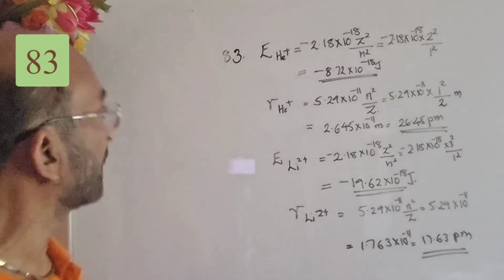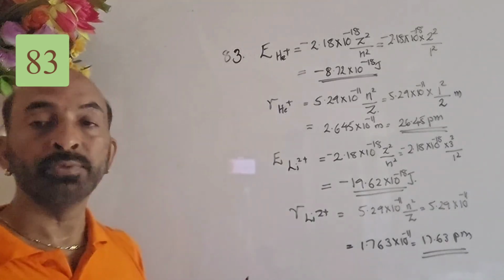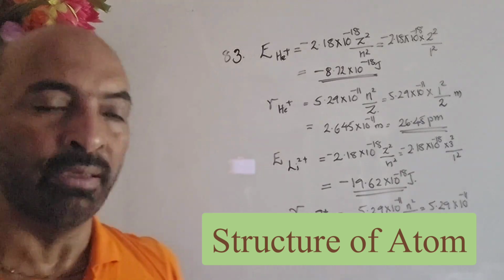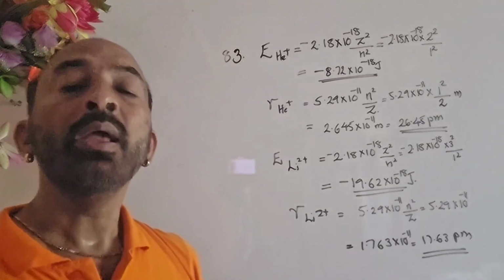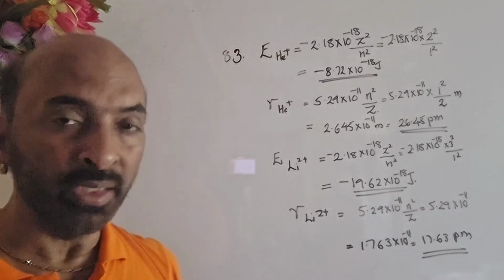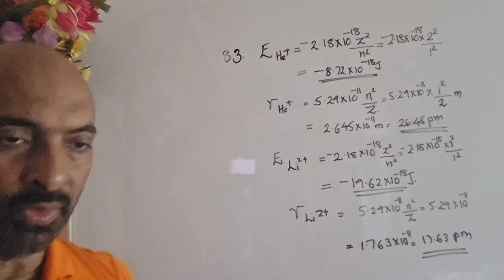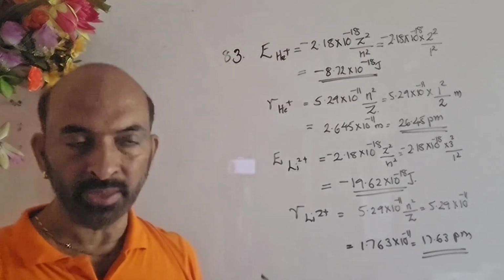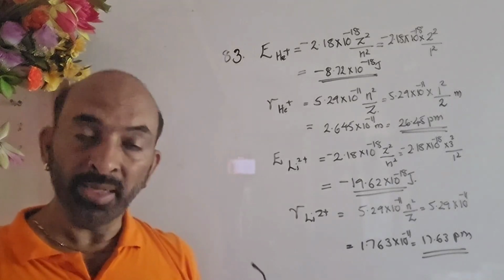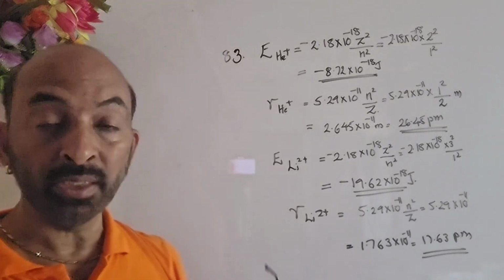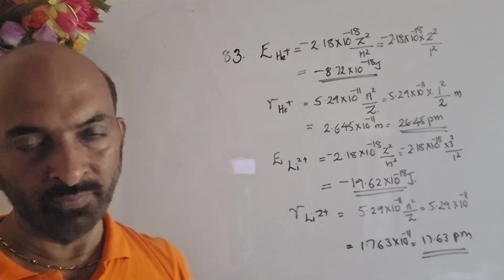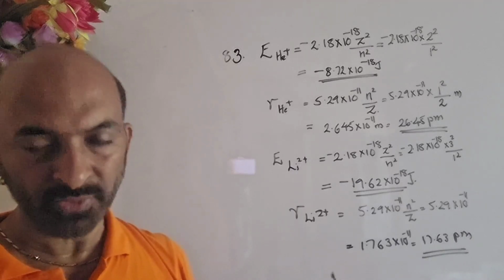Question number 83. It is from atomic structure. You are given two species, He+ and Li2+, and you have to find the energy of the single electron in He+ and Li2+. You have to find out the energies as well as the radius of the single shell in which the electron is occupied. This is the first shell.